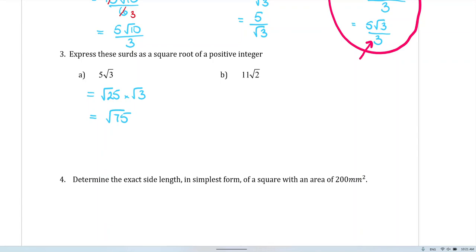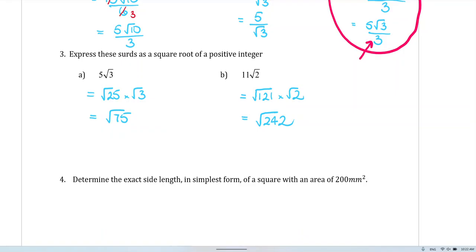Let's practice that again. For B, the 11 out the front, we want to turn that into a surd. So 11 times 11 is 121. So square root of 121 is 11. We times that by the root 2. Then we times the numbers underneath the square root signs. 121 times 2 is 242.